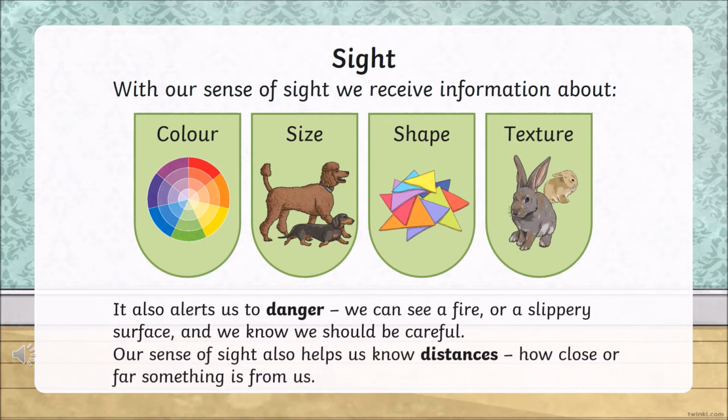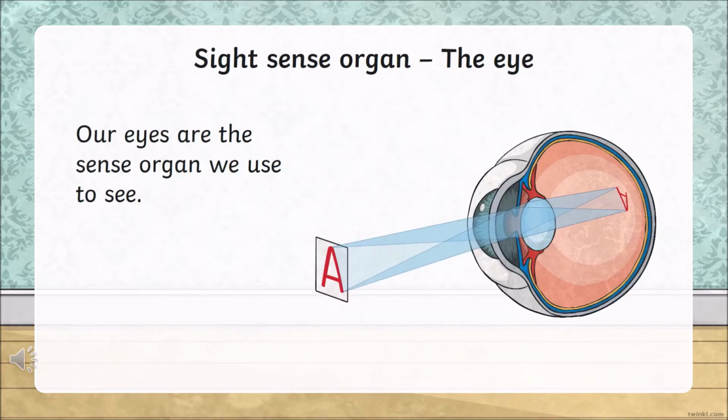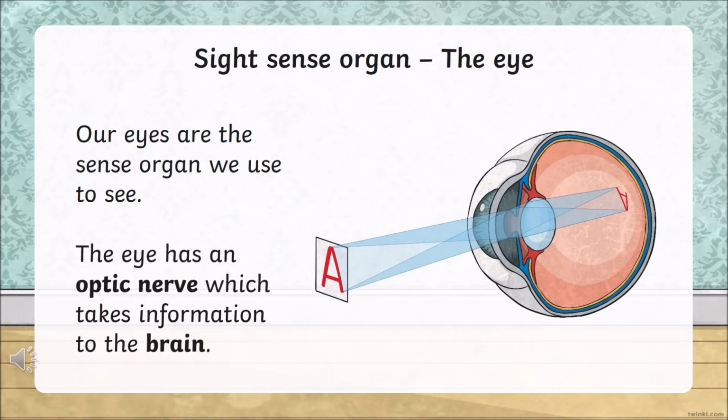Our sense of sight also helps us to know distances, how close or far something is from us. I think this one is really important in Cairo because we need to know how far away that car is when we're crossing the street so we can run, run, run. Our eyes are the sense organ we use to see. The eye has an optic nerve which takes information to the brain.